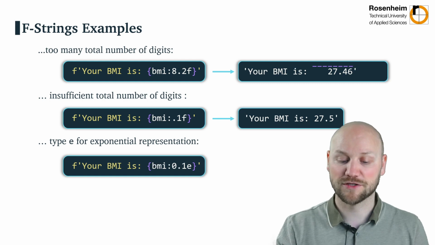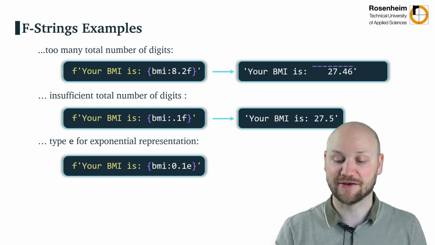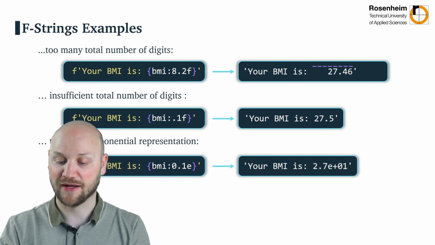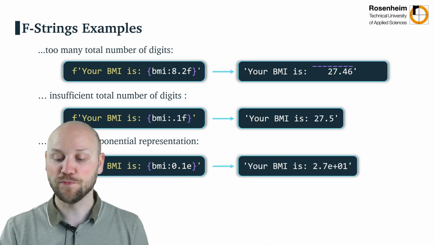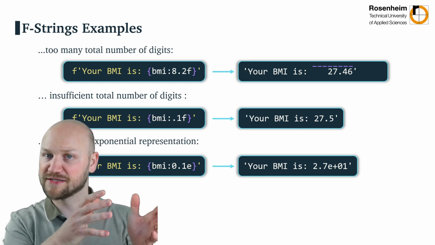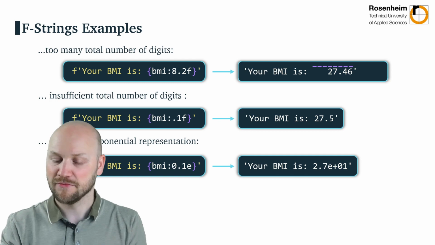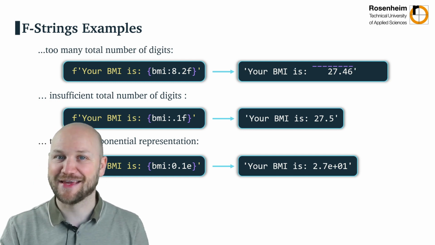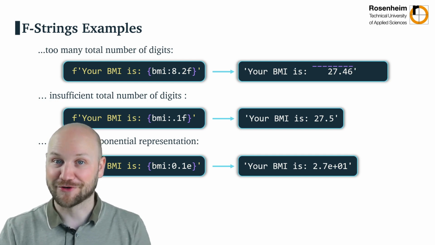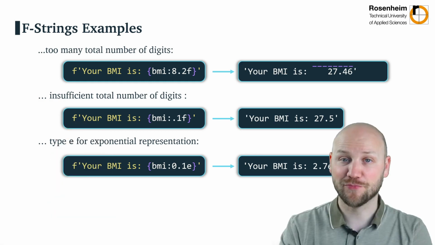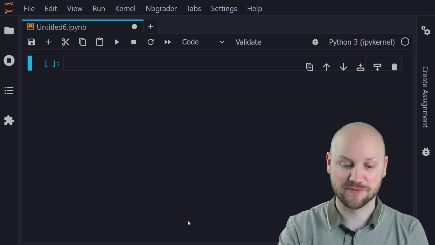Let's have a look at what happens if you use an e instead of f. That is actually leading to an exponential representation, 2.7E1. The E1 just means multiplication with 10 to the power of 1, like 10. So 2.7 times 10 is 27. So this is a representation that is actually used for larger numbers. So let's jump into our notebook where we are going to test what we just saw.